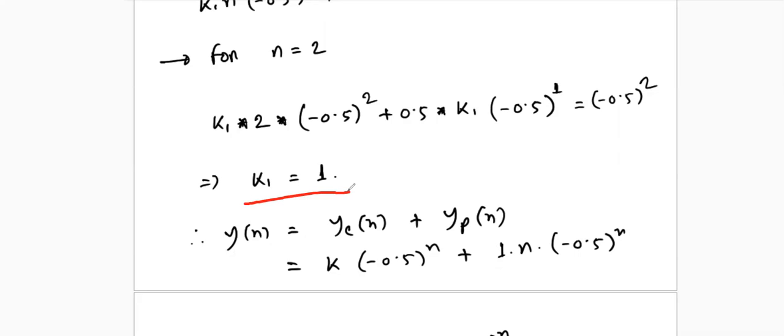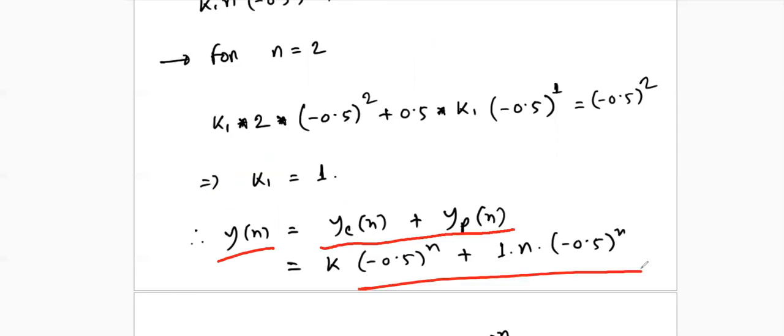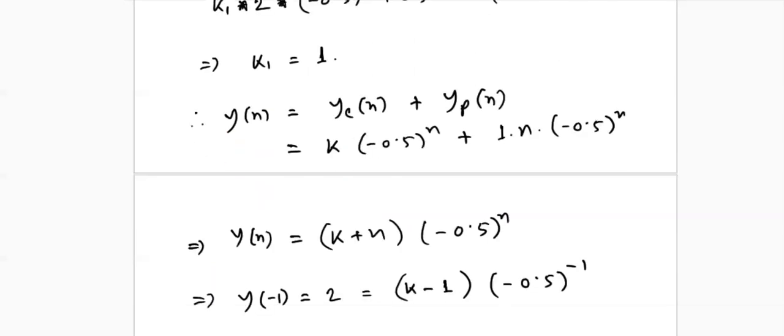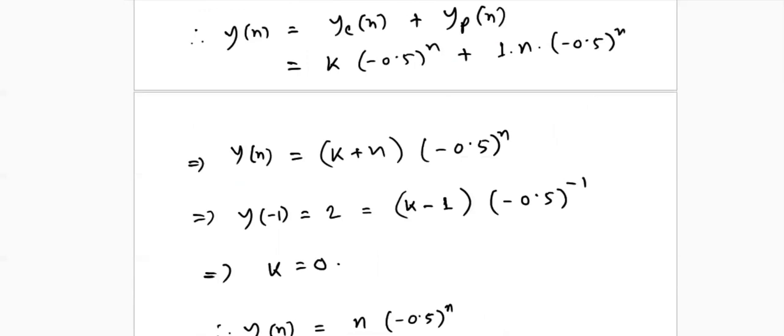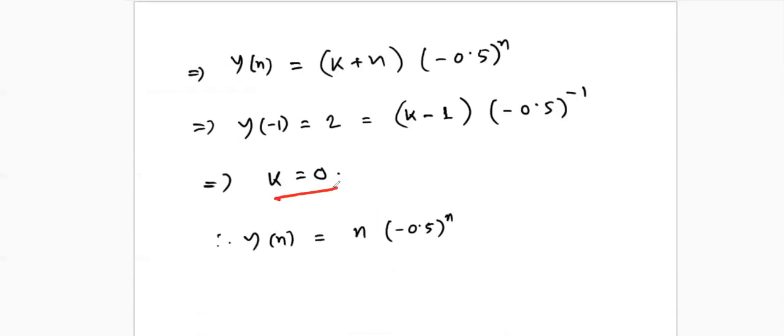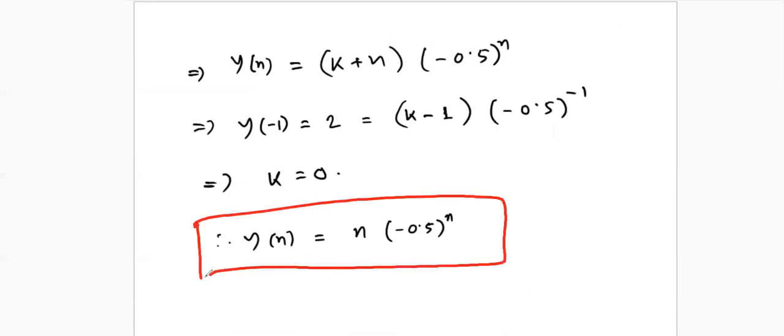It is nice to mention that even if you take n equals 3, 4, 5, whatever the value, for all the numbers you will get the same output, k1 equals 1. You can try it. So now y[n] equals this, and we can write it like this. Similarly, put in the initial condition, and from there you can find k equals 0. Finally, the output looks like this. This is the output we have found.